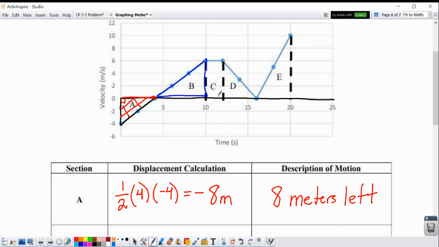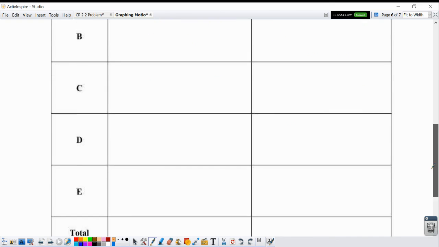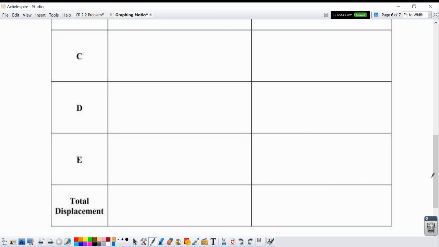Now the other sections, they're all above the x-axis, and they're broken down for you this time. So B is a triangle, C will be a rectangle, D is a triangle, and E is a triangle. So I'm going to leave you to go ahead and find the displacement for each of those sections, each of the portions during the trip. And then for the total displacement, we're going to add them up, okay? Make sure you include the negatives as well. And then overall, if you get a positive number, then overall you went to the right. If overall you end up with a negative number, then overall you went to the left, okay? So I'm going to leave you to work on that by yourself.